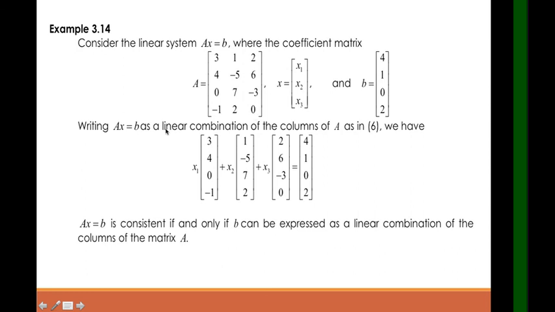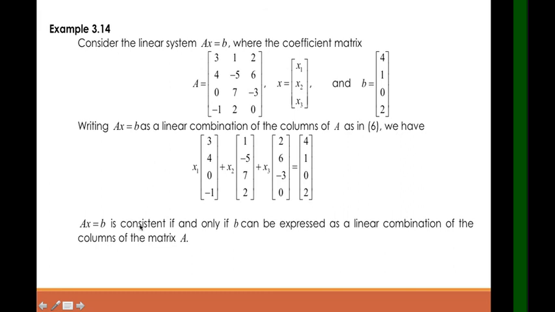So, writing Ax equals b as a linear combination of the columns of A as in number 6, we have this one. This is number 6, no? It's just distributive. If you still remember what we did earlier with column sub 1 of B, it's like our earlier examples, right? It is just like a representation. So, x sub 1 times this column, x sub 2 times this column, x sub 3 times this column. Okay? Then, of course, we use addition. Then equals the vector b, that is 4, 1, 0, and 2.